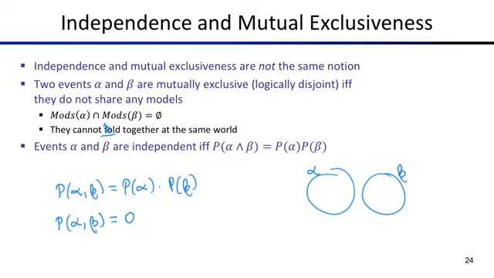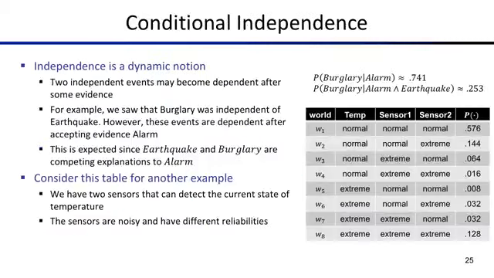So most of the time we think about independence as a static notion, but actually it is dynamic. If you have two events that are independent, they may become dependent if we give another piece of information. At the same time, if two events are dependent, we can make them independent by providing some extra information too. So just to give you one example.